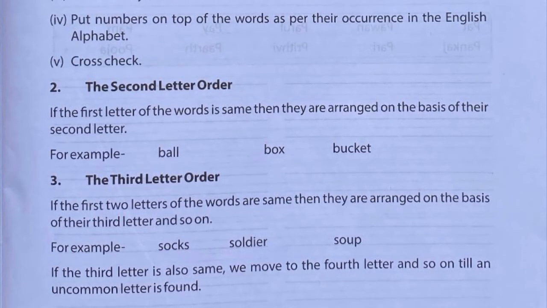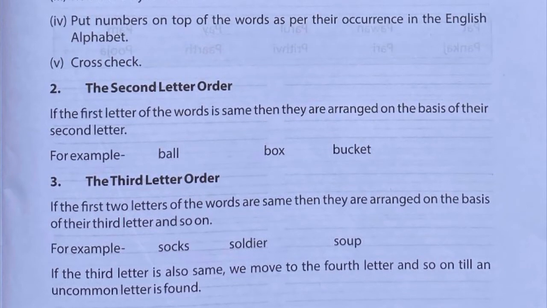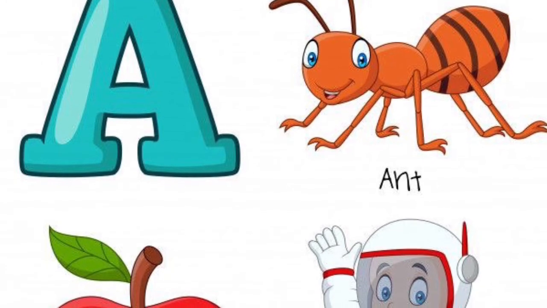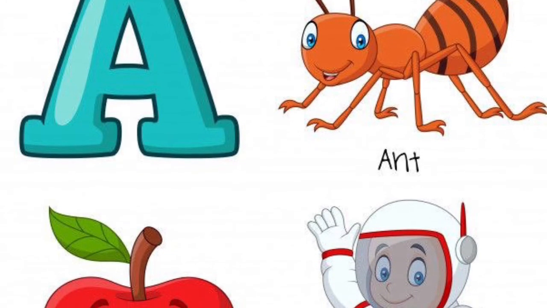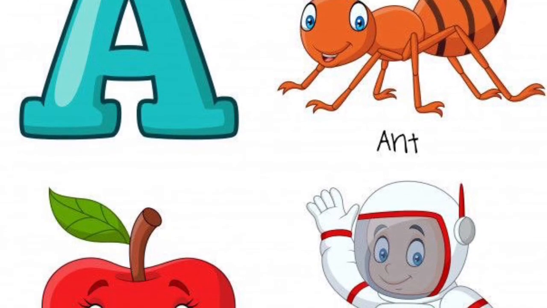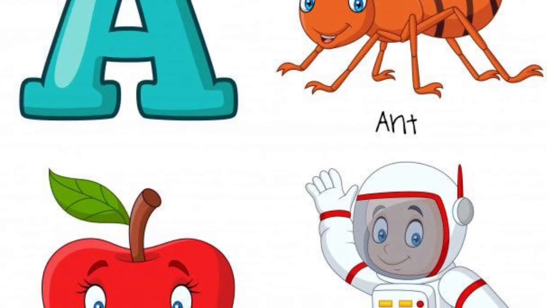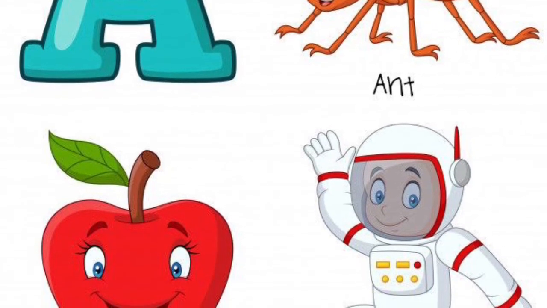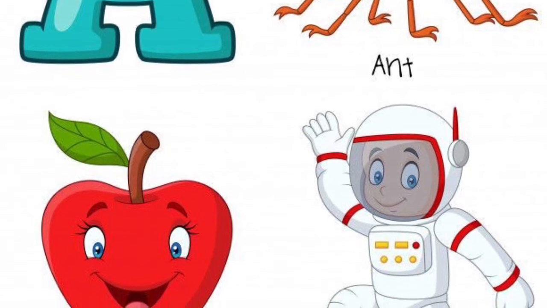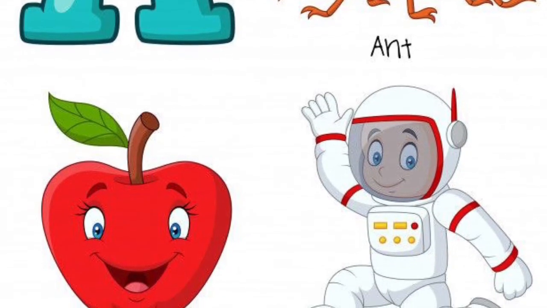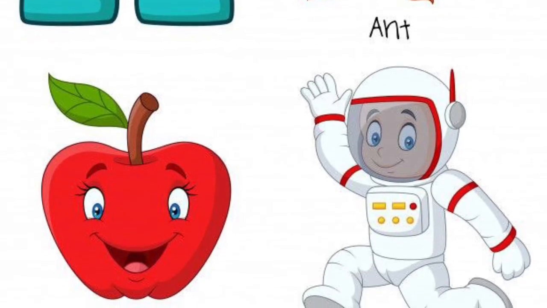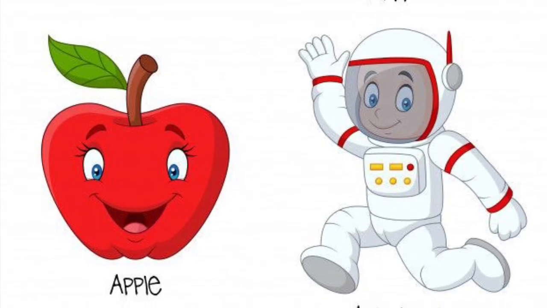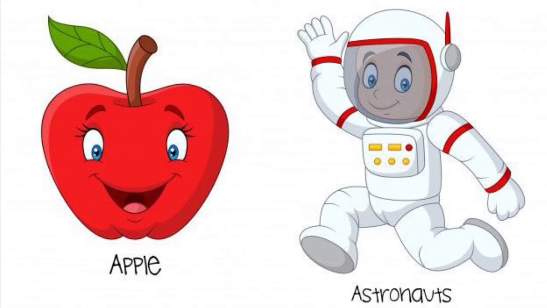As you can see in the example also, all the words given here start with A: ant, apple, and astronaut. So all the words are starting with A, so we have to move on to the next letter. If I talk about ABC, N comes first, then P, and then S. So the first word is ant, the second word is apple, and the third word is astronaut. Like that we have to arrange second letter order also.